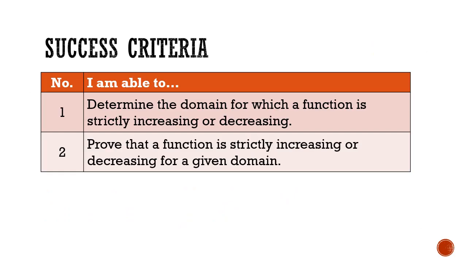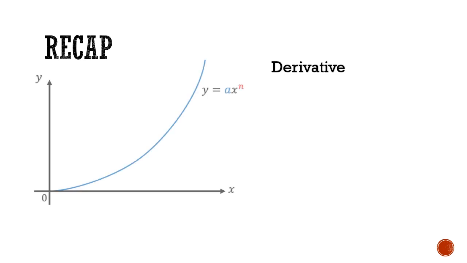The success criteria for today would be for students to, firstly, determine the domain for which a function is either strictly increasing or strictly decreasing, and secondly, to prove that a function is either strictly increasing or strictly decreasing for a given domain.